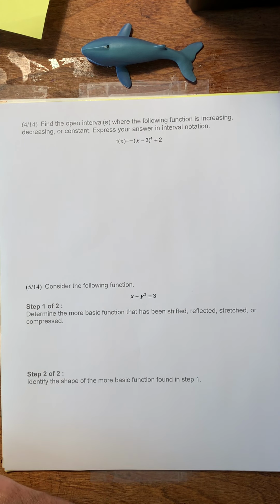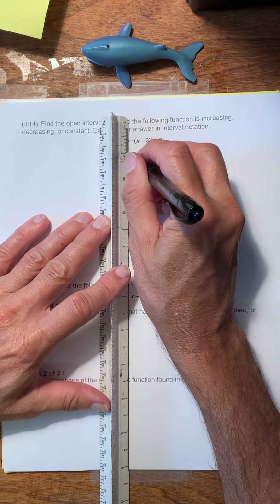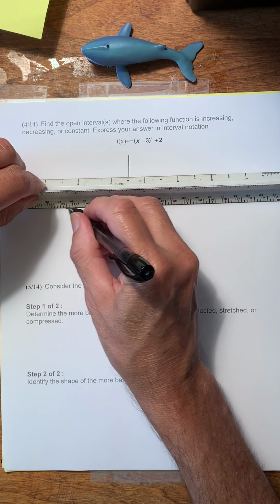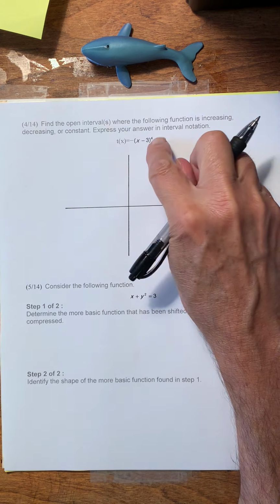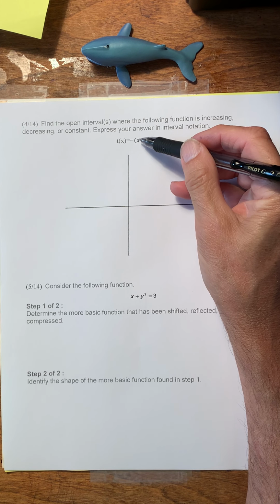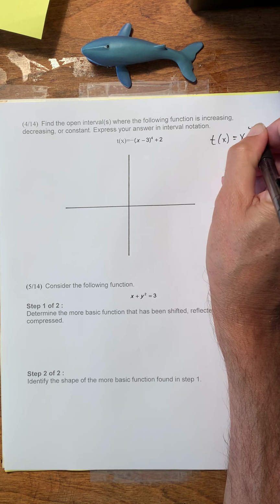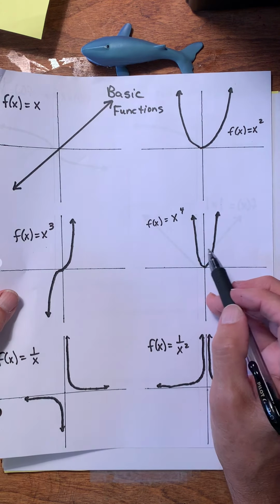It says find the open intervals where the following function is increasing, decreasing, or constant. Express your answer in interval notation. All right, once again, I couldn't duplicate the graph, so let me just show you. And we can use this as an exercise for transformation as well. Now check this guy out. The basic function that this guy is based on is t of x equal x to the 4th. If you remember what x to the 4th looks like, it's just a skinnier parabola.